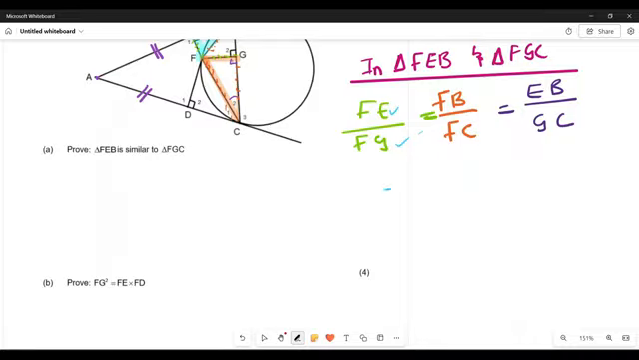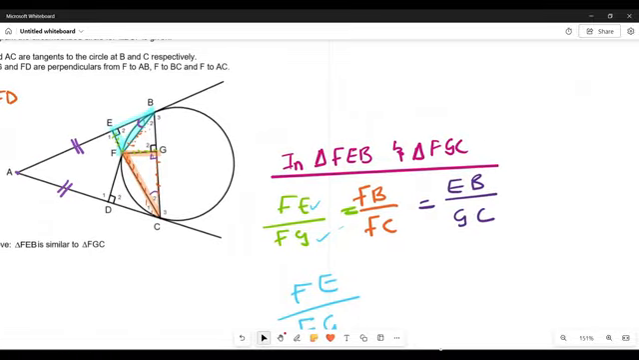So I can choose this one, FE over FG. But the only thing I don't have here is my FD. Now, how will I go about finding my FD? It means that I need to prove two other triangles are similar to one another so that I can get the FD that I'm looking for. Now, how would I go about doing that? What are the other triangles that we have in this diagram?